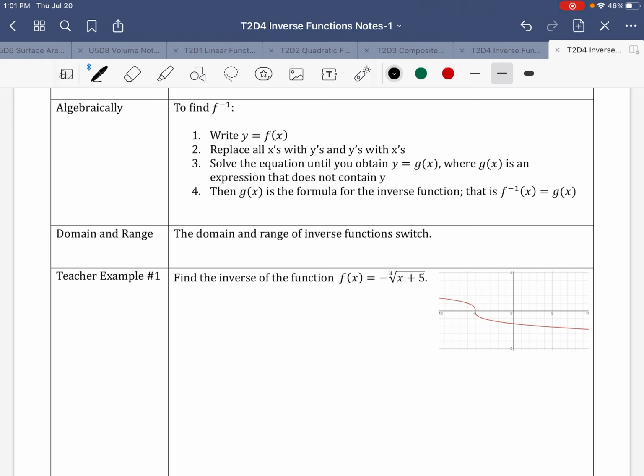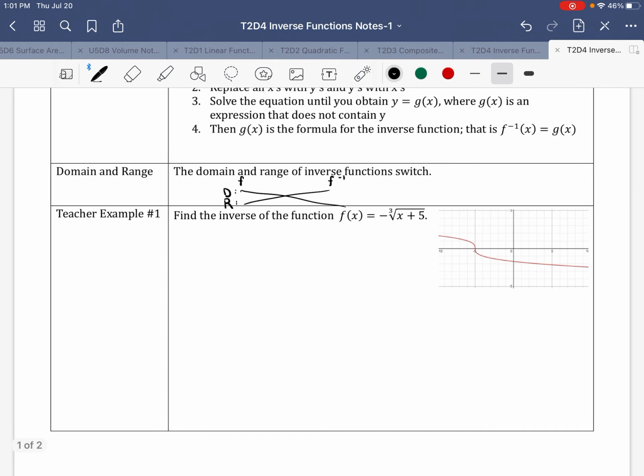You also have to keep in mind that the domain and range of inverse functions flip. So if you have your original function and you have some domain and range, for your inverse function the domain is going to be the range and the range will be the domain of your original. So they just flip. You need to keep that in mind.